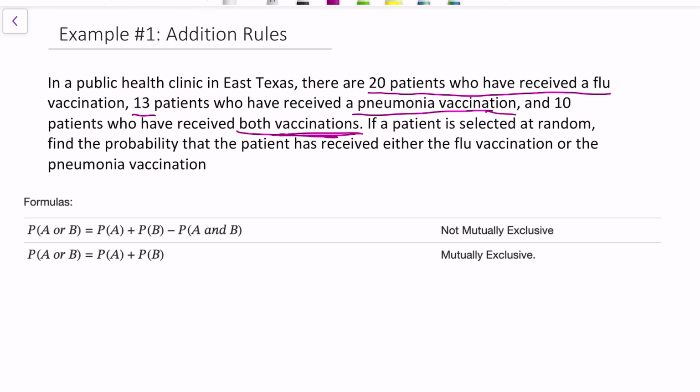The first way of approaching this type of problem is to determine if the event is going to be mutually exclusive or not. And this one is very easy to recognize because they tell us we actually have patients that have had both vaccinations. So that tells us that the event of having the flu vaccine and the event of having the pneumonia vaccine are not necessarily mutually exclusive. So we should be using this formula.